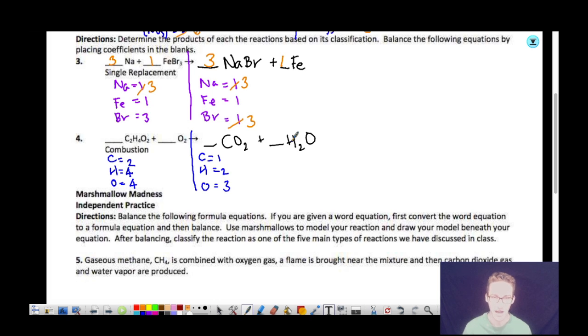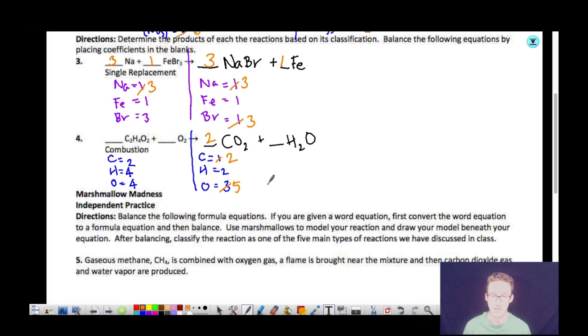Save oxygen and hydrogen for last. Let's do the carbons first. So I'm going to put a coefficient of 2 here that balances out my carbons. However, it also changed my total number of oxygen to 5. Got the 4 here plus the 1 here. Great. I balanced my carbon. My hydrogen and oxygen are still unbalanced.